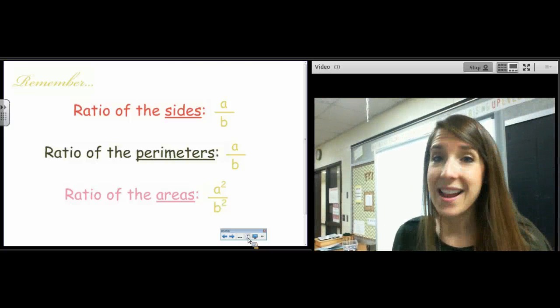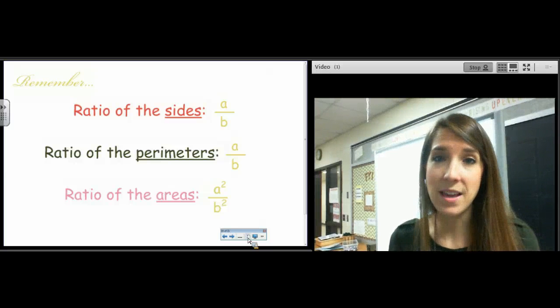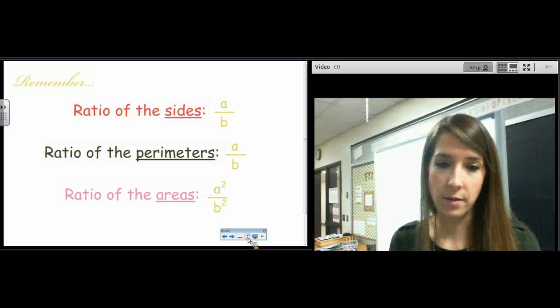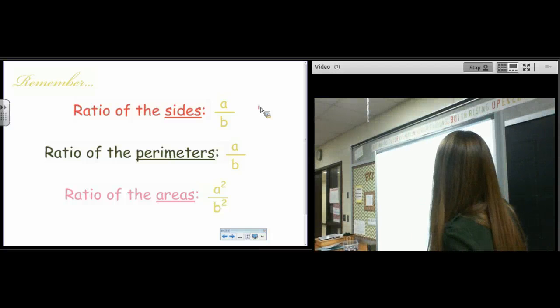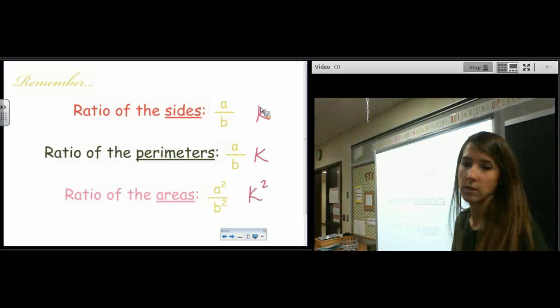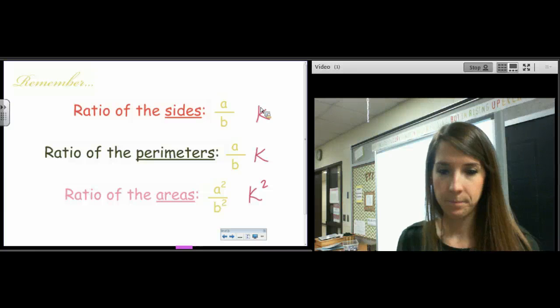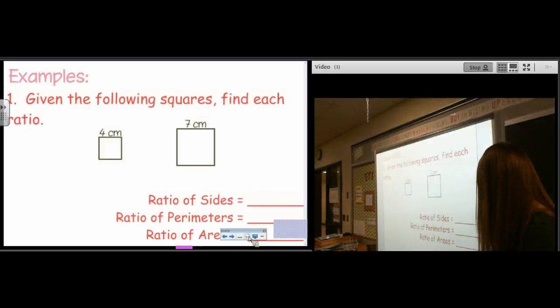So this is old, but I'm reminding you. The ratio of the sides, that's 1D, it's A to B. Perimeters, 1D, A to B. Areas, 2D, so it'd be A squared to B squared. Sometimes people call this, the scale factor is K, the ratio of the perimeters is K, and then K squared. Kind of like 3, 3, and 9. Okay, since that's old news, we're going to keep going.